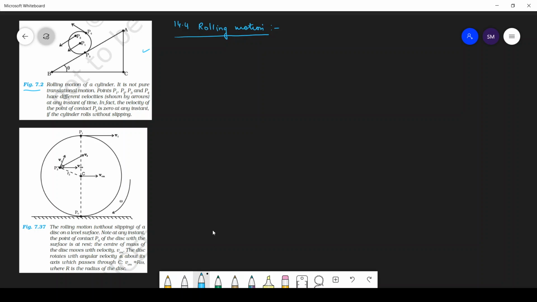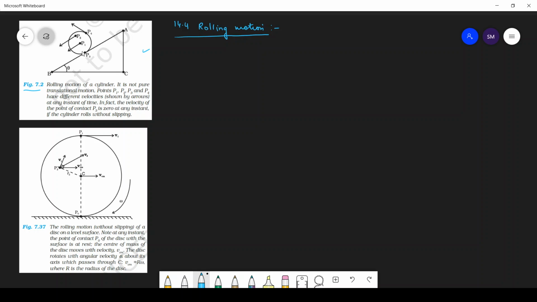This is the rolling motion of a cylinder, and these are the 4 points that we have taken on the cylinder, and we have drawn the velocities at that particular point. So you can see that we have not drawn any arrow at P3. It means I have not drawn any arrow because the velocity at P3 is 0 at a particular instant.